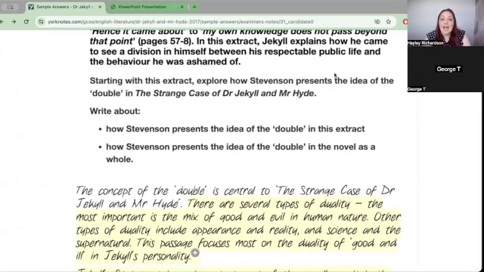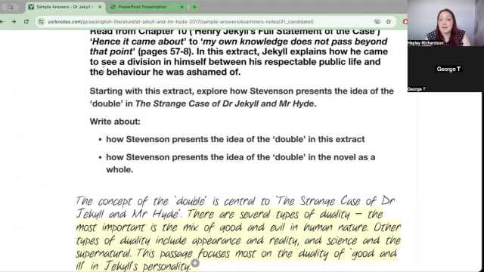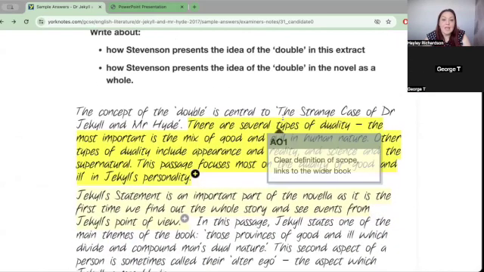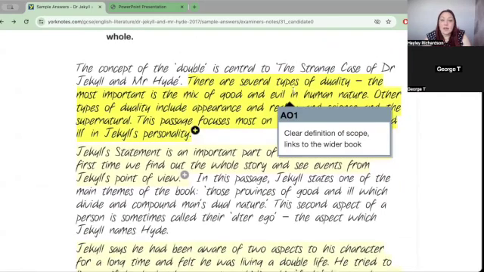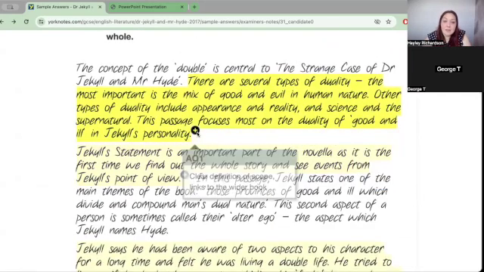It's asking how Jekyll explains how he came to see a division in himself. It's about his opinion. So this is a level 7 answer. So we're going to have a read through, and these are the examiner's notes here.